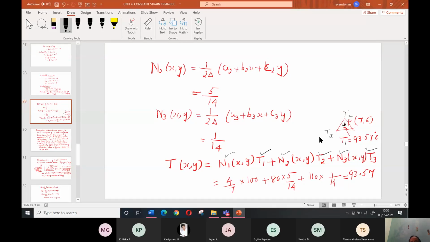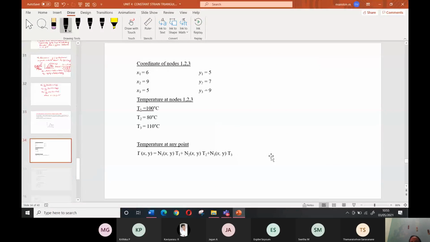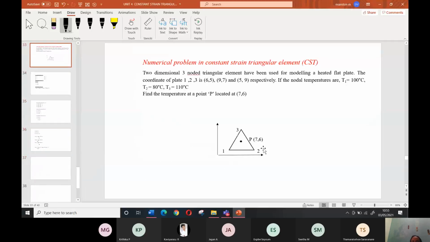Then you should know how to solve the problem using the temperature or the displacement. The quantities may be the temperature or the nodal displacements also. In this particular problem, I have given the temperature at the nodes. I can give the displacements also at the nodes. So these are the part C questions.